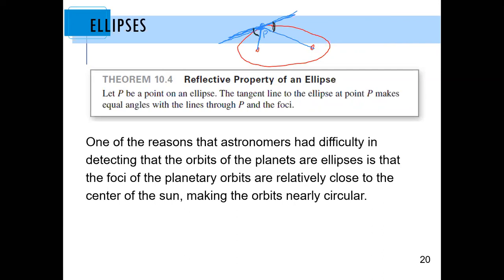Okay, all right. And I said here, one of the reasons astronomers had difficulty detecting that the orbits of the planets are ellipses is that the foci of the planetary orbits are actually really close to each other. Right? And if the foci are really close to each other, what are you almost going to be drawing? Think about it. It's almost going to be a circle, yes? In fact, it's when the foci converge into a single point that we get a circle. So if A is equal to B, that actually is the equation of a circle, is it not?